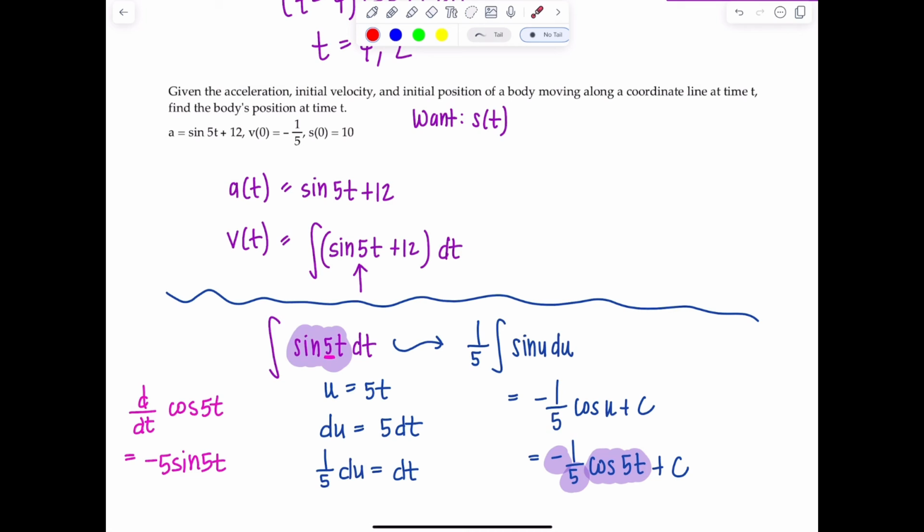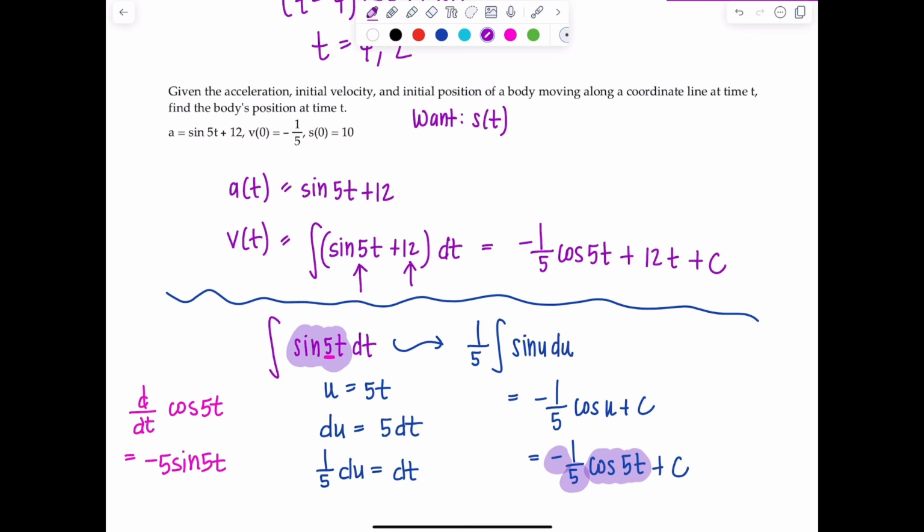So if you want, you can skip this whole u sub. You certainly can. If you see that all there is is a constant in front of the variable like this, just divide by whatever that constant is. If that stresses you out, then do a u sub. I'm not stressed, so I'm just going to proceed. This is negative 1/5 cosine 5t plus antiderivative of 12. It's a constant, so just add the variable, plus c.